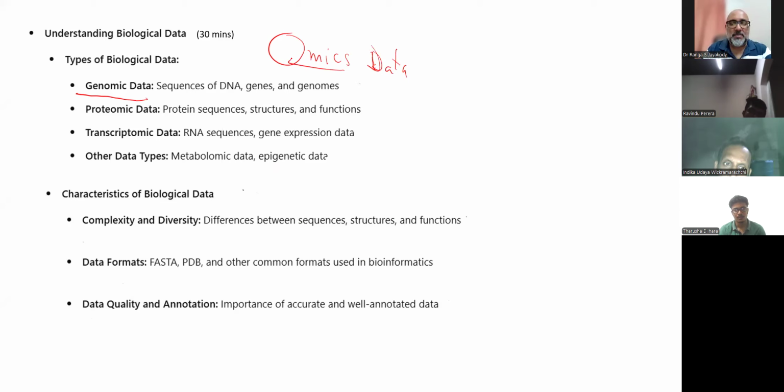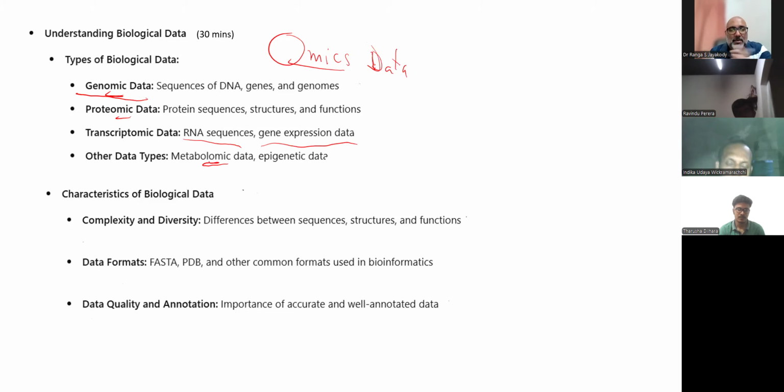We have omic data, right? The data comes from genetic material: DNA, genes, and the genome. The genome is basically, we'll see what it means. And then proteomic data, once again omic data: the protein sequences, structures and functional information. And we have transcriptomic data, which is the data coming from the RNA sequences and gene expression data. And other data types, we have metabolomic data, right? So in general we call them omic data.